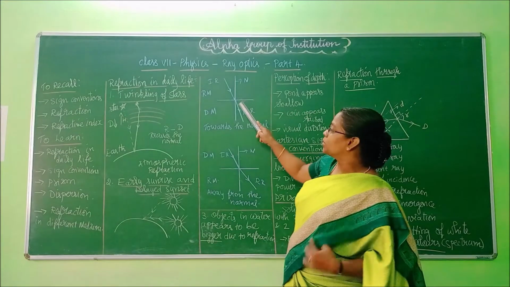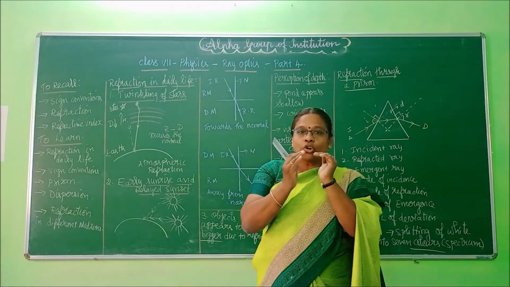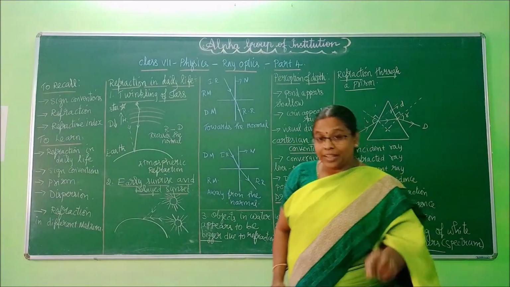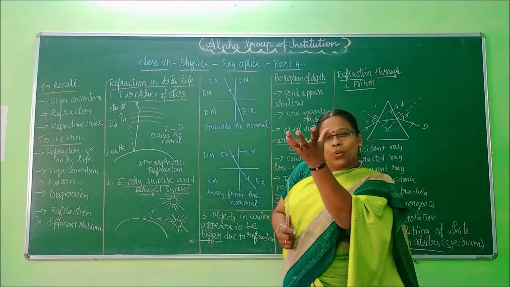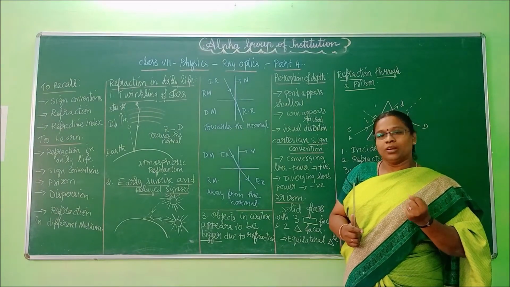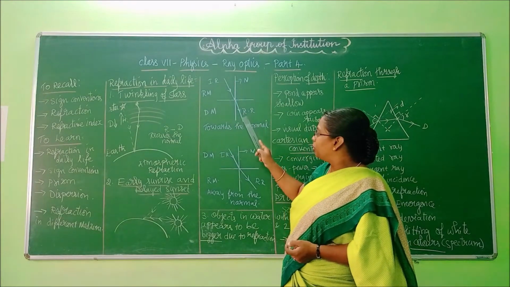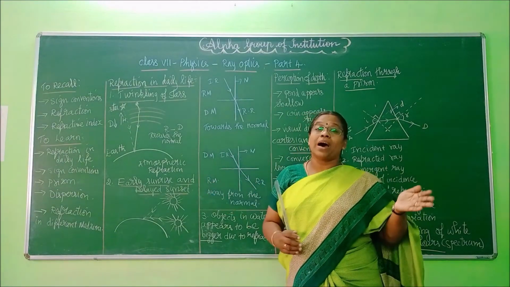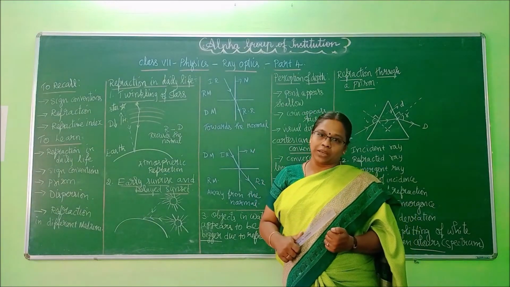But when it enters into the glass medium, what will happen? In the glass medium, the particles are so close to each other. So the particles inside the glass medium will attract the light ray, will pull the light ray towards them. What I am trying to say is, when a light ray travels from rarer medium to denser medium, the rarer medium is one in which the particles are apart, and the denser medium is one in which the particles are so close to each other.